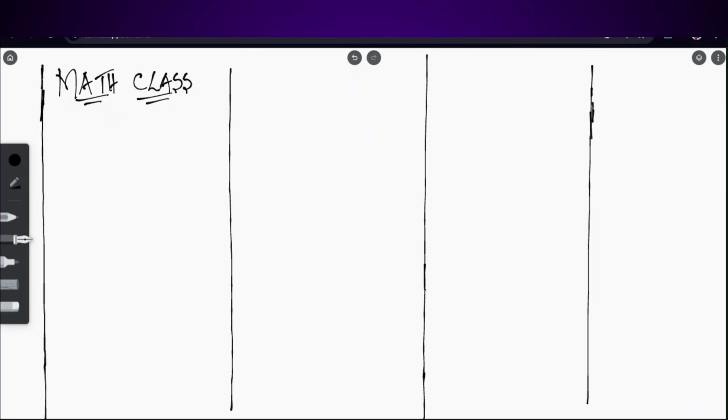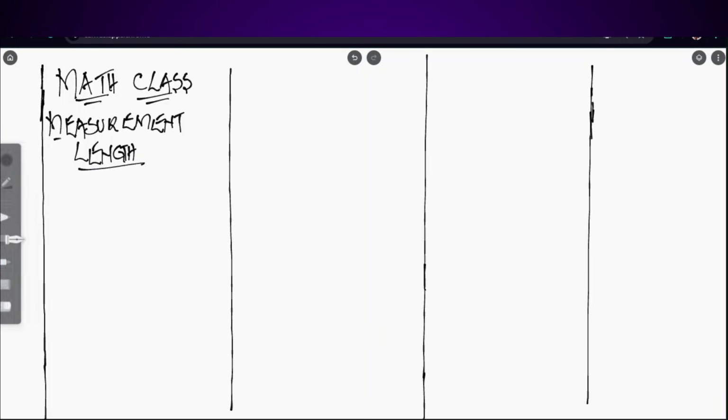Today, the area of discussion is measurement. Our strand here is measurement. And under measurement, I want us to talk about length. Measurement is quite huge, so I want us to talk about length.